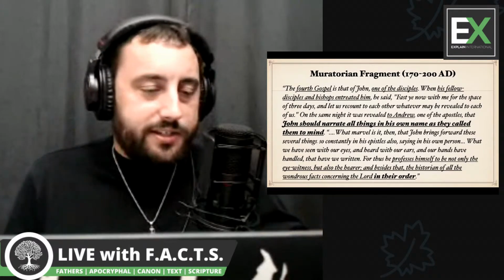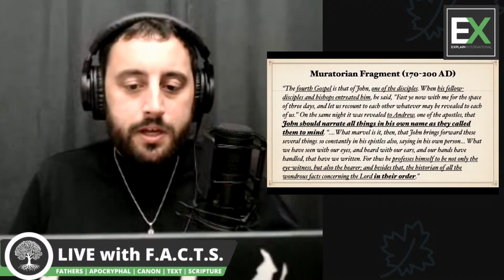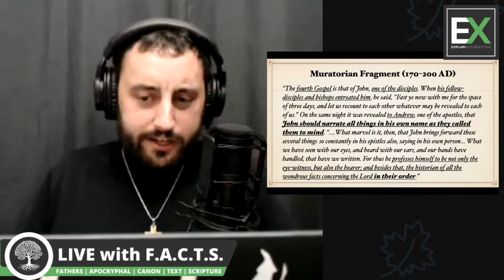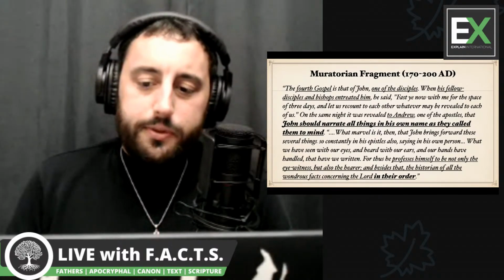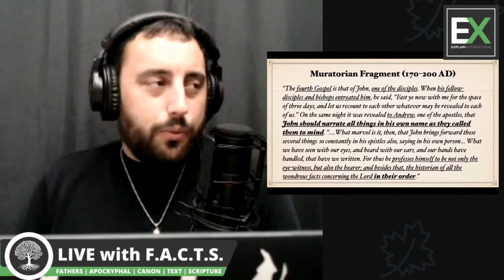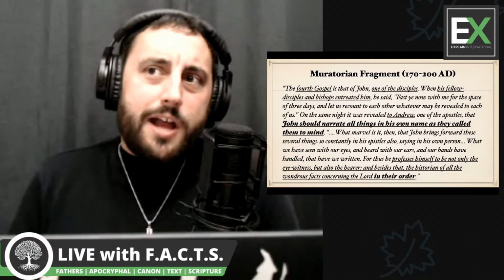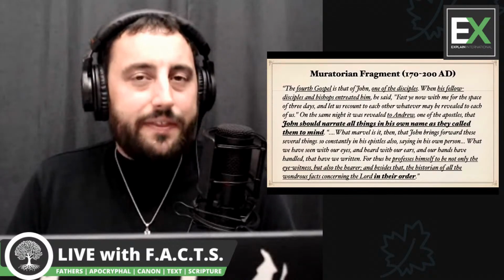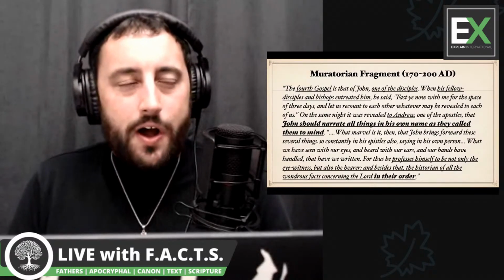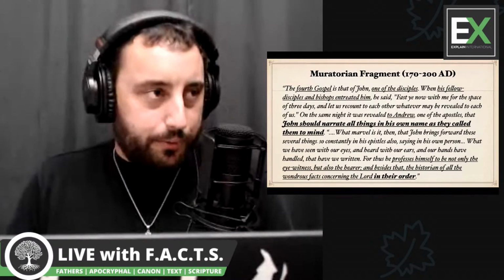Now, we're going to come back to that phrase in a minute because that's where we're going to focus today. He says, what marvel is it then that John brings forward these several things so constantly in his epistle, also saying in his own person, what we have seen with our eyes and heard with our ears and our hands have handled, that we have written. Now, this is a direct quote, or close to a direct quote, I should say, from 1 John. So the Muratorian fragment is recognizing that the Gospel of John and 1 John are the same author, and that they are distinguished amongst the other Johns that are mentioned in Scripture because he gives us a definite that it is one of the disciples.